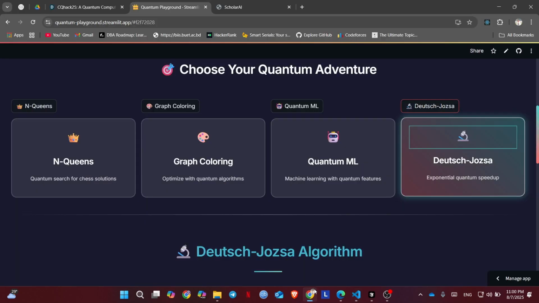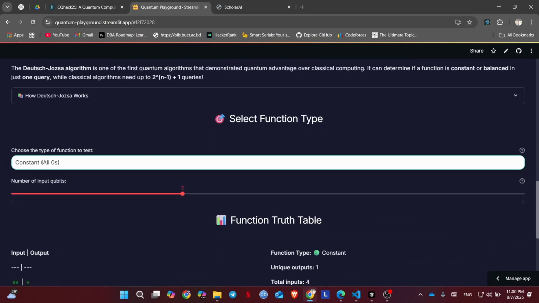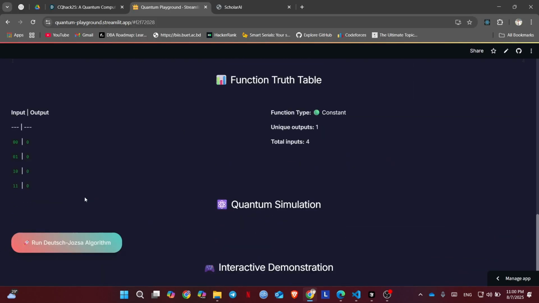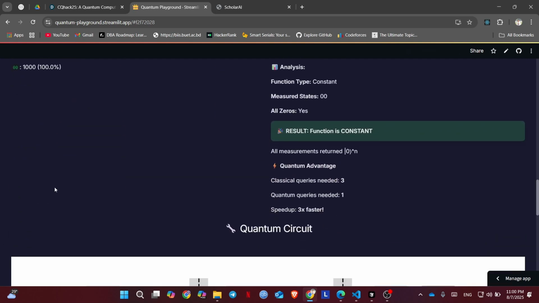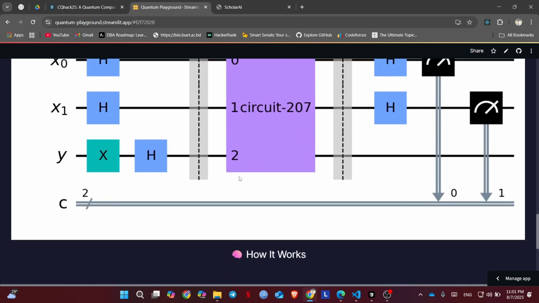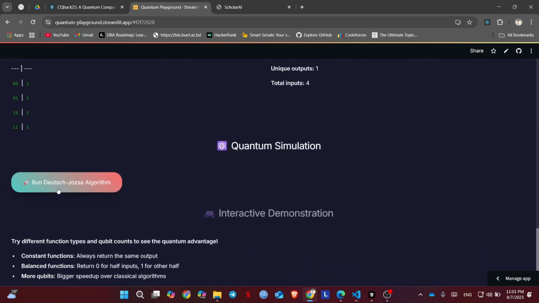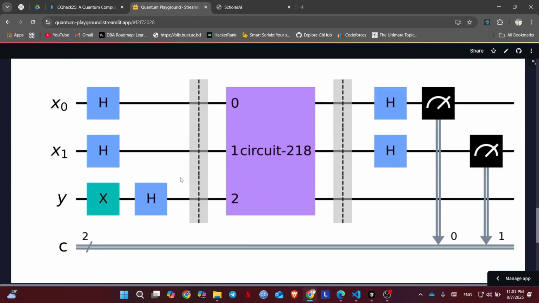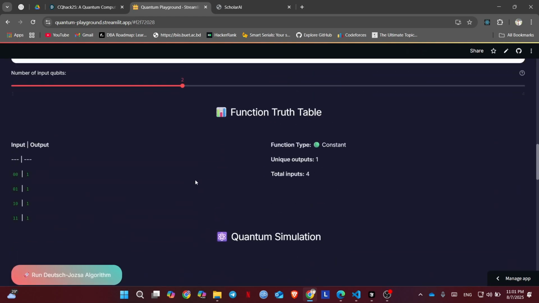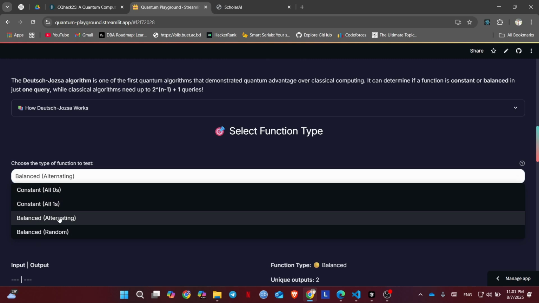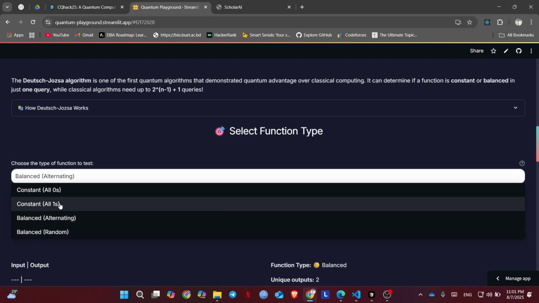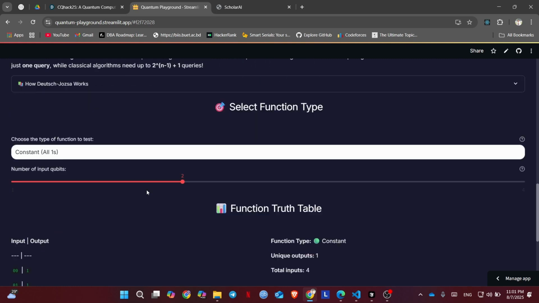So let's simulate this one and see what happens. Here, for constant all zeros, if we click the simulate button, for each input we can see all the outputs are 0. So right here, the function is constant, and the circuit we used is noted down here. We can choose different functions like constant all ones and see that it also says the function is constant. So we can select different types of functions like balanced or balanced random function and check accordingly.